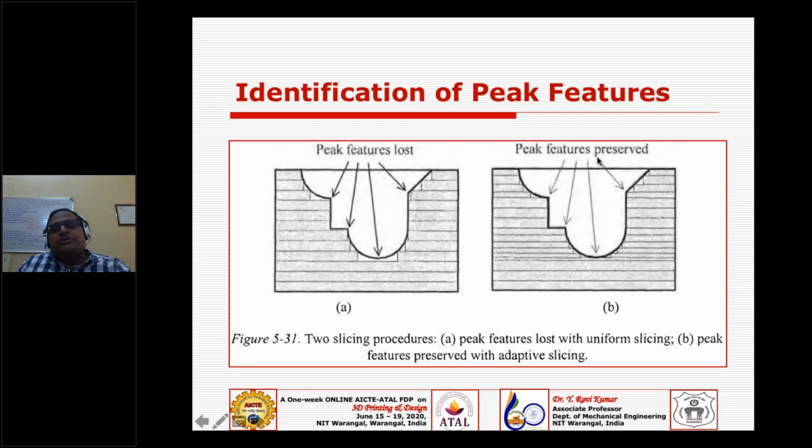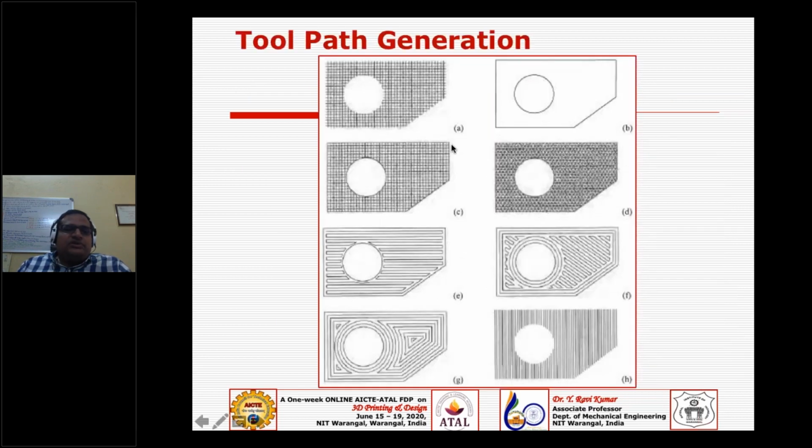So then you need to subdivide, reducing the layer thickness wherever you have critical features or peak features. Your algorithm first has to scan and identify wherever you have peak features, and then reduce the layer thickness. You have reduced layer thickness here. Where you don't have peak features, you can put a very thick layer like this. So like this you can adaptively vary the layer thickness. And the last one is toolpath generation.